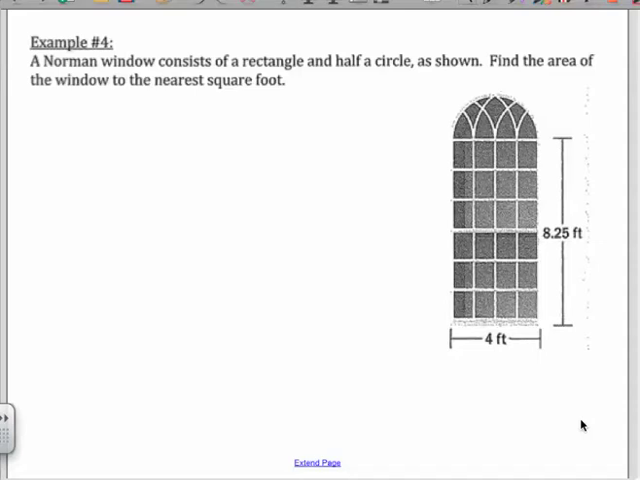The Norman window here that you see, right, it's got this rectangle, and it has this semicircle on the top, okay? And it has a name. It's called the Norman circle, or I'm sorry, the Norman window. It consists of a rectangle and half a circle, as shown. Find the area of the window to the nearest square foot.